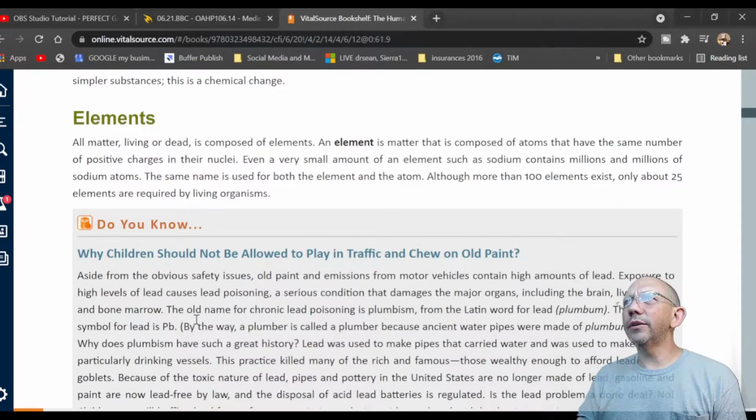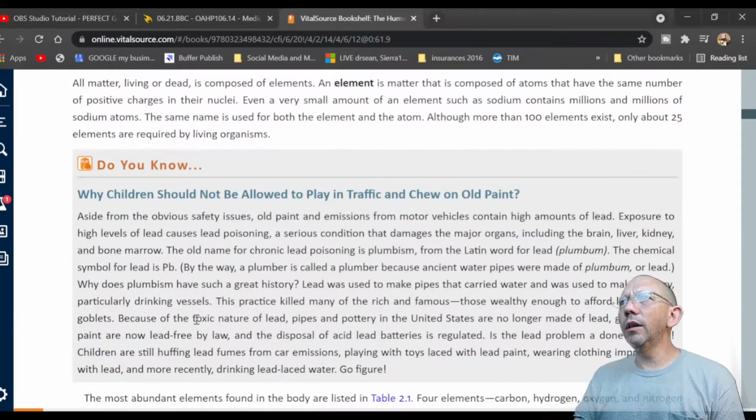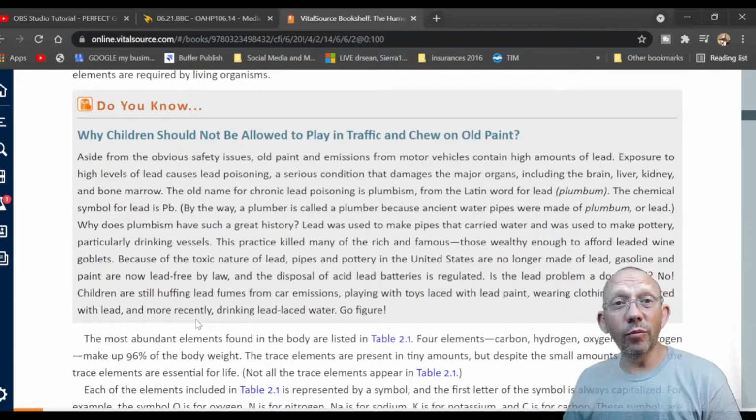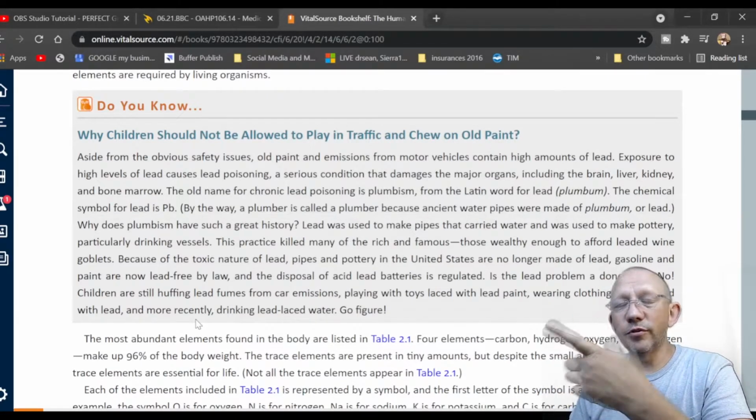Elements, elements is matter that is composed of atoms. Why should children not be able to play in traffic and chew old paint? Well, playing in traffic is probably a bad idea. But see, one of the old things that they talk about is chewing paint.